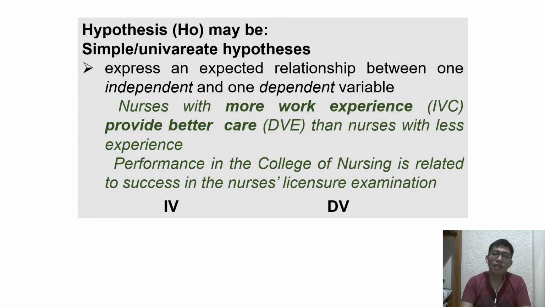Hypothesis may be a simple or univariate hypothesis. There's only one independent variable and one dependent variable. So nurses with more work experience, that is the independent variable, provide better care. So that's the dependent variable. The nurses with less experience.